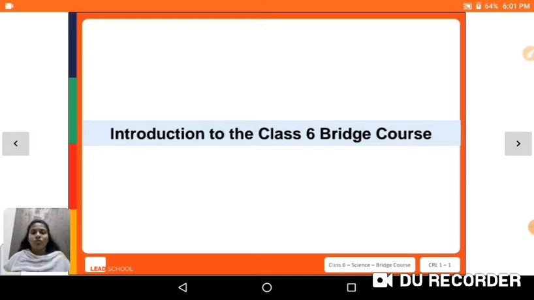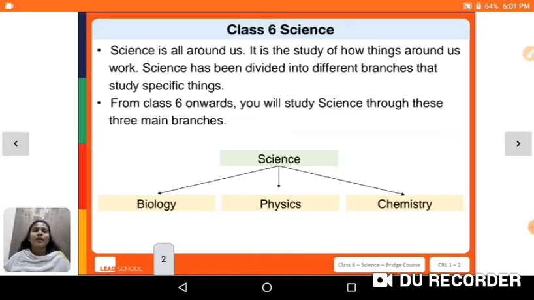I welcome you to this new academic year, and I am your science teacher, Richa Mehta. And in today's lecture, I am going to introduce the bridge course of science. So, science is all around us. It is the study of how things around us work. Science has been divided into different branches that study specified things.